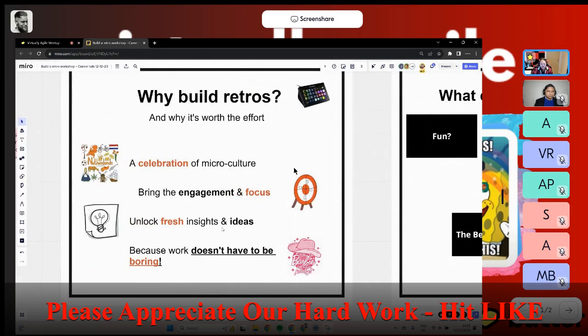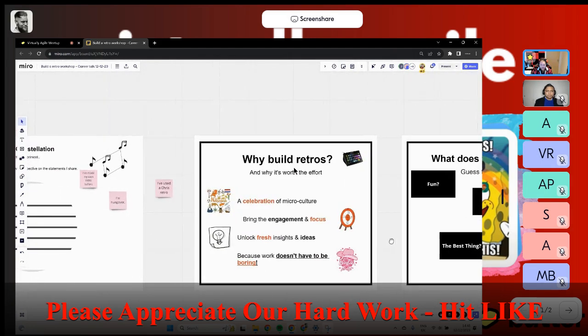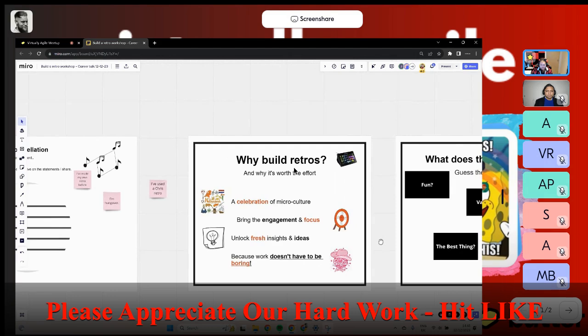But yeah, why build retros? Because work doesn't have to be boring, as I mentioned. You can use all sorts of themes to keep the workplace interesting, including retrospectives.